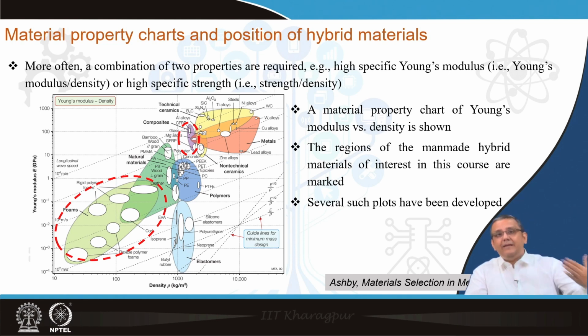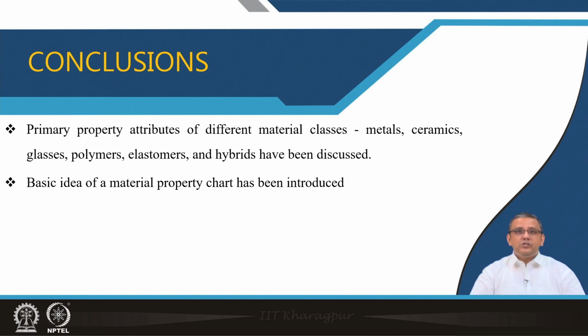That is what I mentioned at the very beginning of this course: one of the most important aims of hybrid material development is to create a space filler in the material property chart as per our requirement. This chart shows that with hybrid materials, we can attain properties or domains which are not possible with any other bulk material. So, this brings us to the conclusion of this lecture.